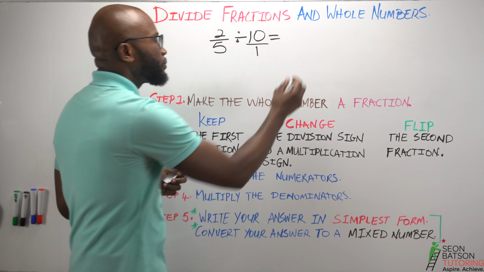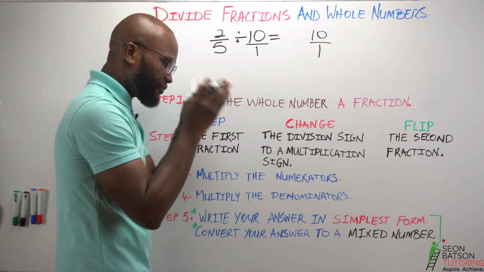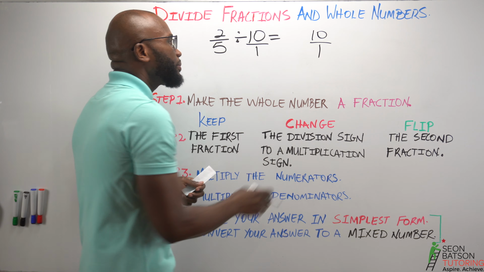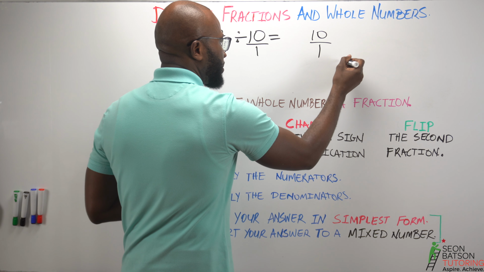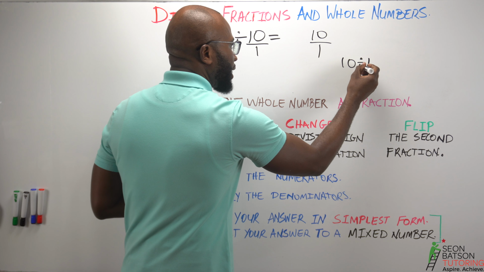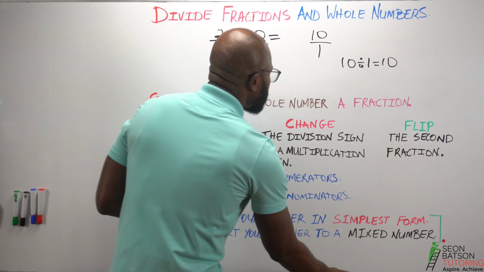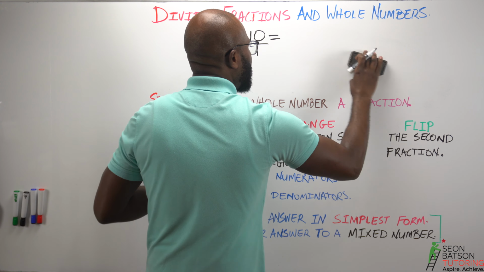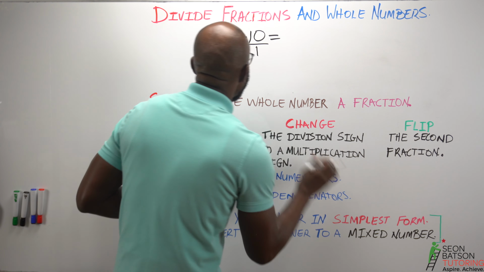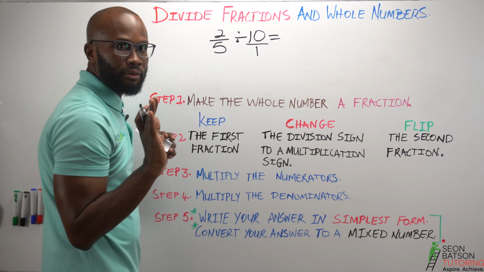Also, putting a 1 under the 10 does not change the value of the 10, because 10 over 1 is the same as 10 divided by 1. And 10 divided by 1 is 10. All right. I want you guys to stay with me. So we are done with step 1. We made our whole number a fraction.